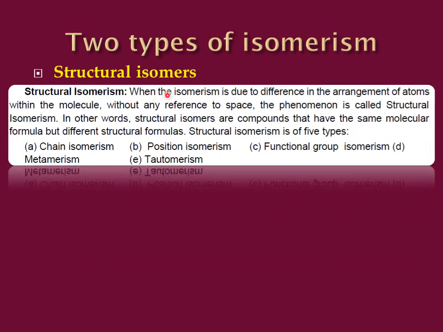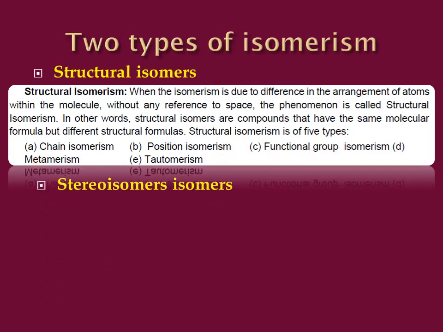When isomerism is due to the difference in arrangement of atoms within a molecule without any reference to space, over here, space means the three-dimensional space, the phenomenon is called structural isomerism. Or in other words, we can say structural isomers are those compounds that have the same molecular formula but different structural formulas. Structural isomerism is of five types. The first one is chain isomerism, then position isomerism, functional group isomerism, metamerism, and tautomerism.